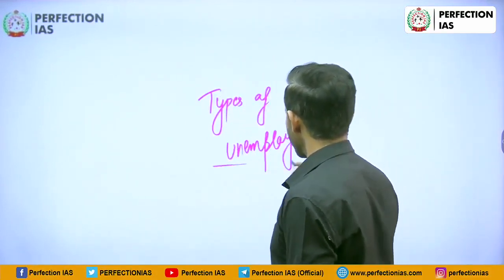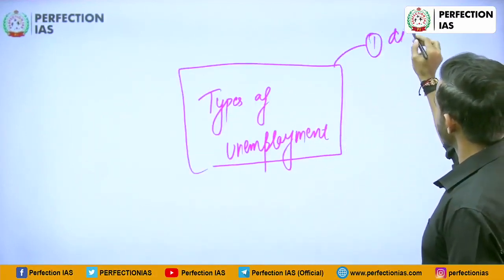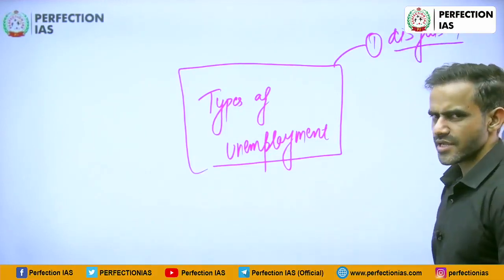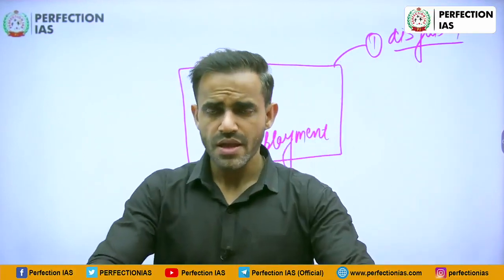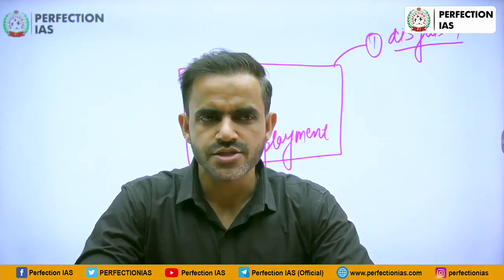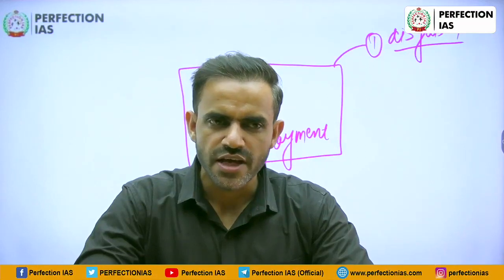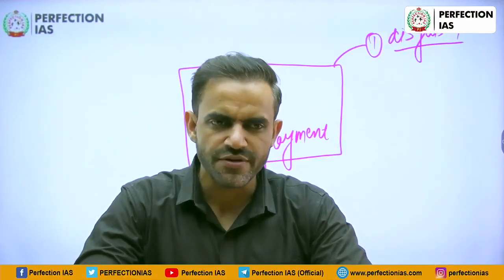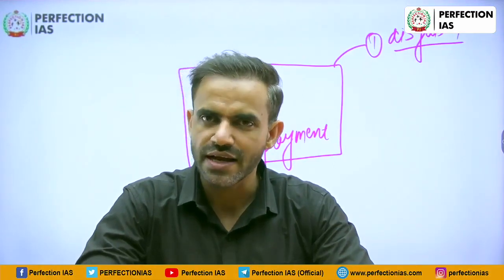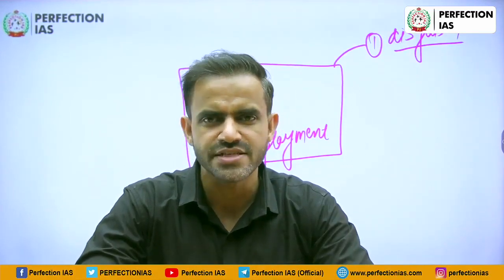First and foremost type is disguised unemployment. Disguised means hidden. For example, in an agricultural activity, 5 people are required, but instead of 5, 10 members are engaged in that activity. So even though the requirement was of 5, 10 people were engaged. So the other 5 are extra and they are virtually unemployed, or this is disguised unemployment.